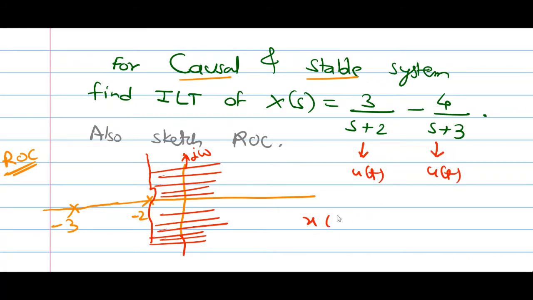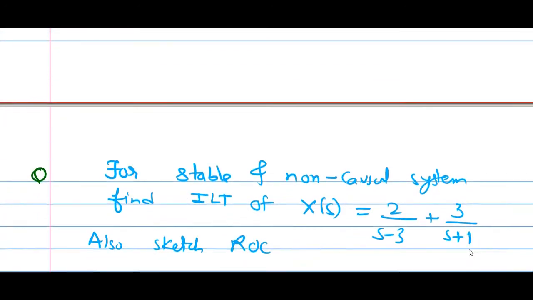So the answer will be x of t equal to 3 e raised to minus 2t u of t minus 4 e raised to minus 3t u of t. So this is the inverse Laplace transform answer. Now let's look at one more question.